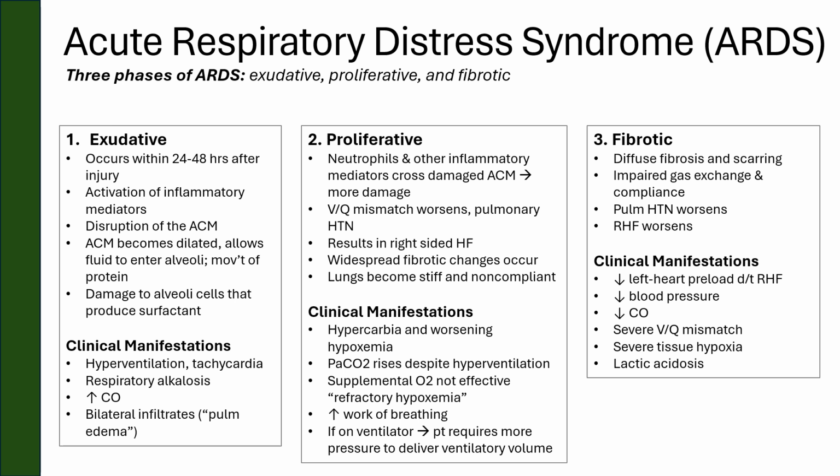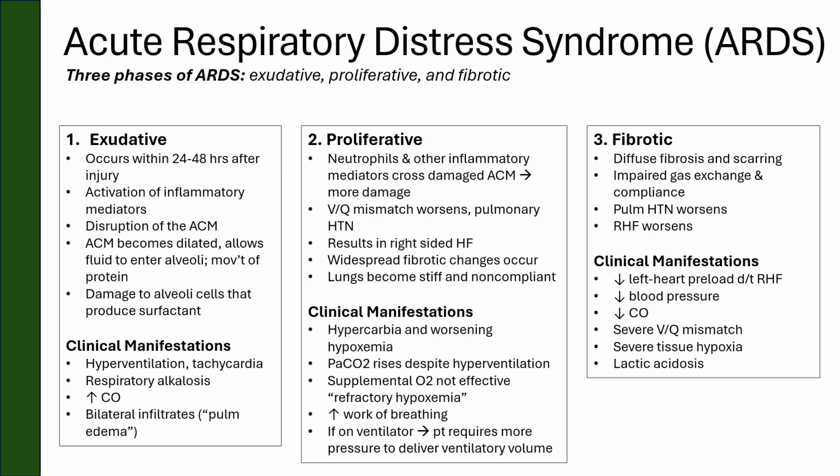Increased work of breathing, and they may need the ventilator. If they're already on the vent, they're going to need more pressure to deliver that ventilatory volume because the lungs are going to have a hard time expanding. Then the third stage is the fibrotic stage. So this is a very, very poor prognosis if the patient gets to this stage.